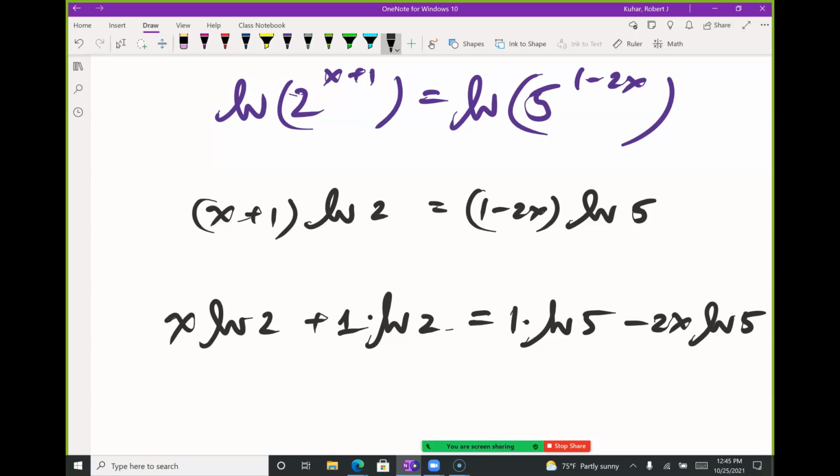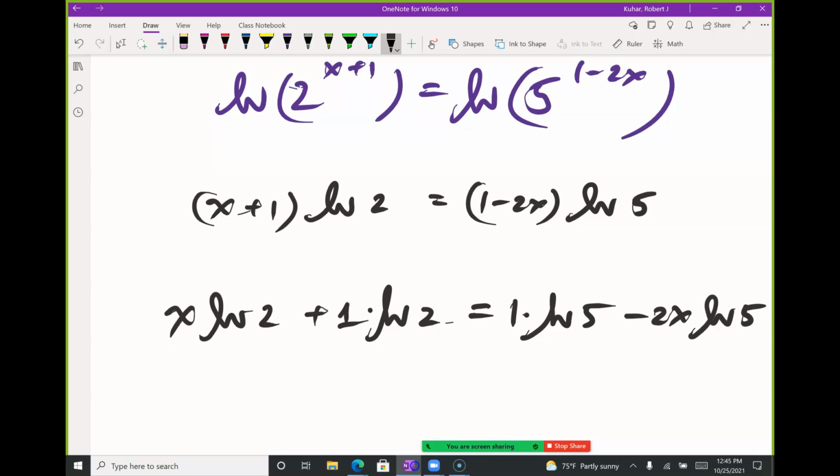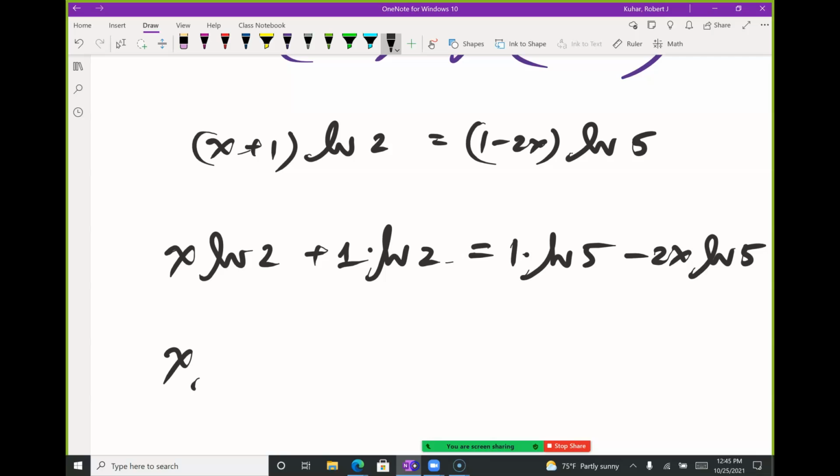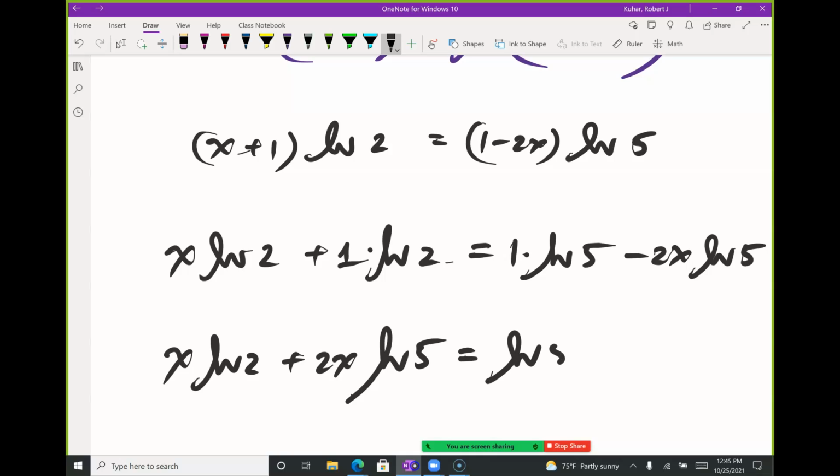I want to gather my x terms on one side with the minimum number of negatives. If I move my x terms to the right, I'd end up creating three negative terms. It's not wrong to have that. It just takes a little more factoring at the end. So if I move my x terms to the left, I notice I'm only going to have one negative term. So I get x ln of 2 plus 2x ln of 5 equals ln of 5 minus the ln of 2. Is everybody with me there?